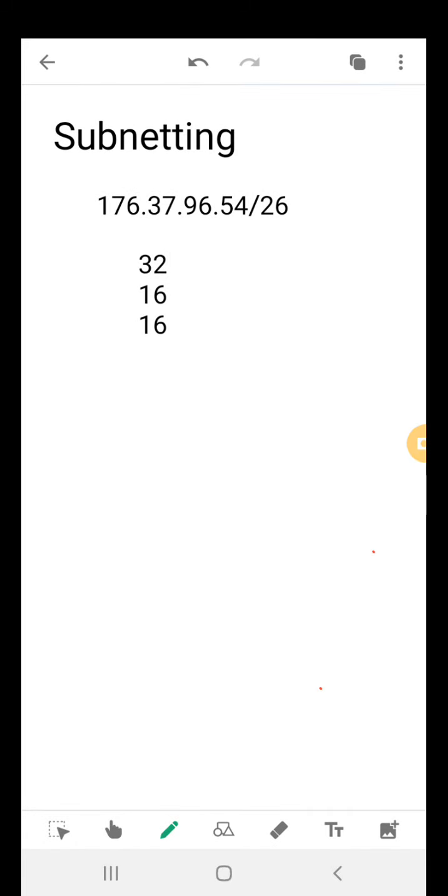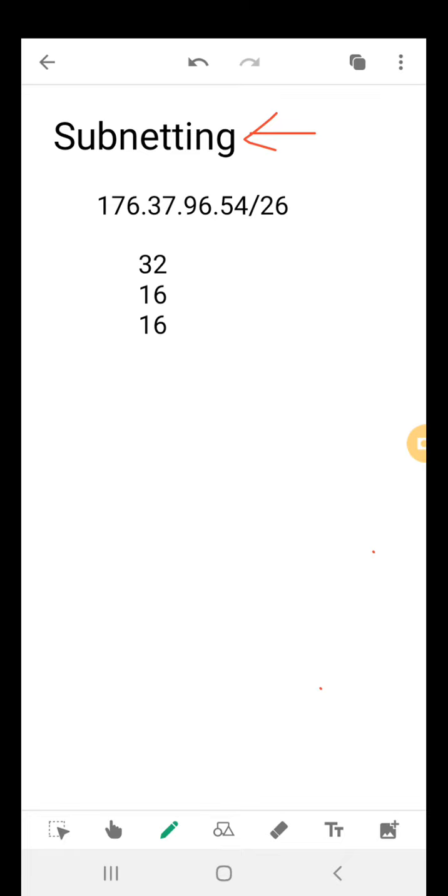Now once we get a block of classless IP addresses, we can also divide that block into various sub-blocks. This technique is called subnetting. For example, I have an organization and my organization has been divided into 3 offices. So I want to divide that block of IP addresses into 3 groups. Let us understand how that can be done using this example.